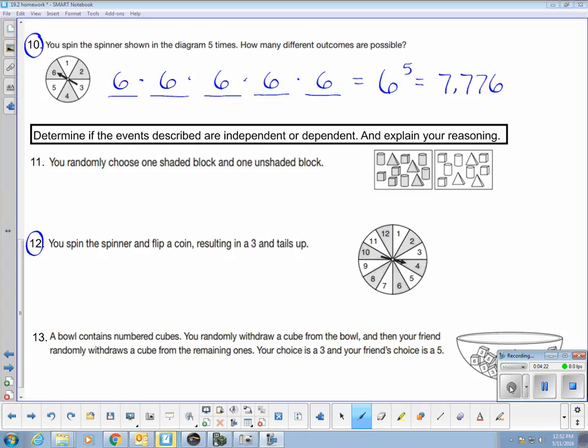Number 12, I need to determine whether the events are independent or dependent. And if we're talking about spinning a spinner and flipping a coin, we notice that those 2 events have nothing in common, so we say that they are independent. The 2 sets have nothing in common, they are independent of one another.